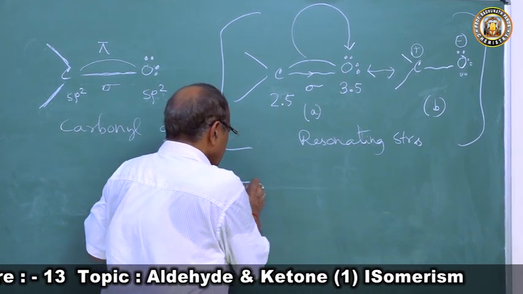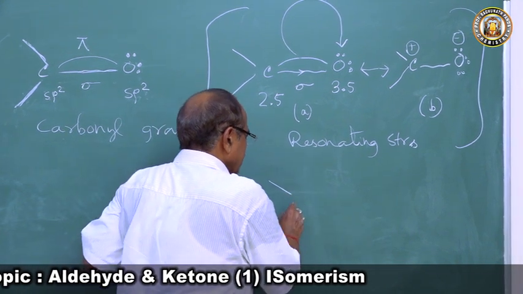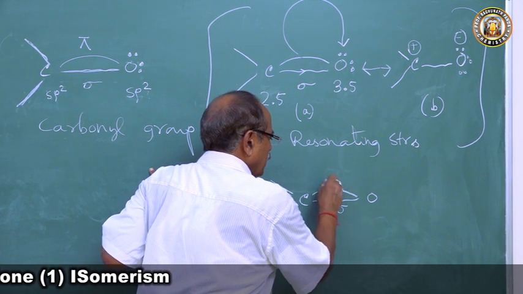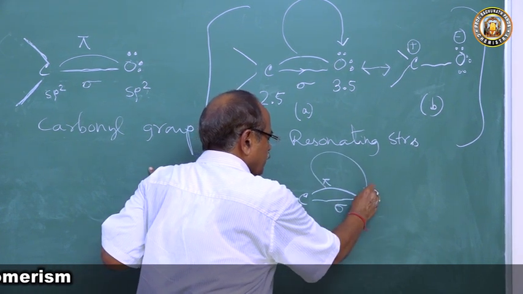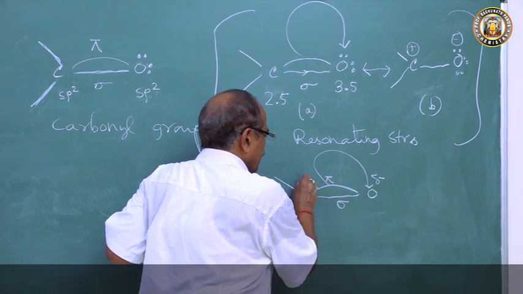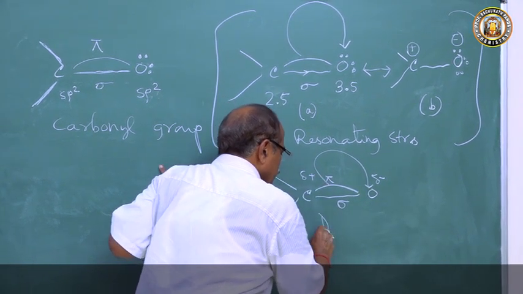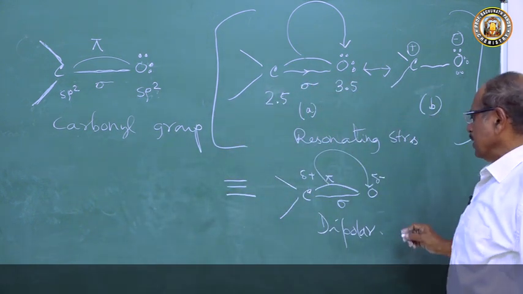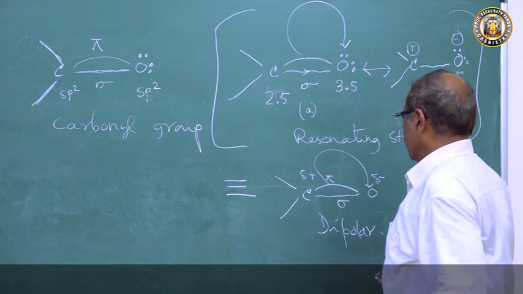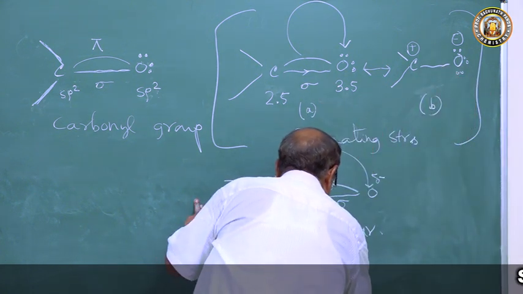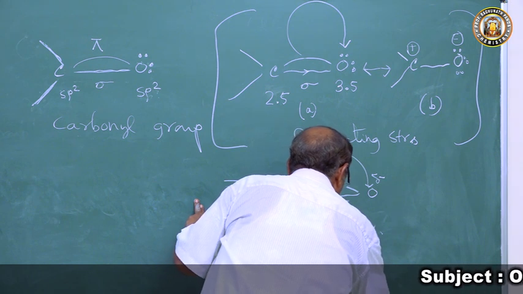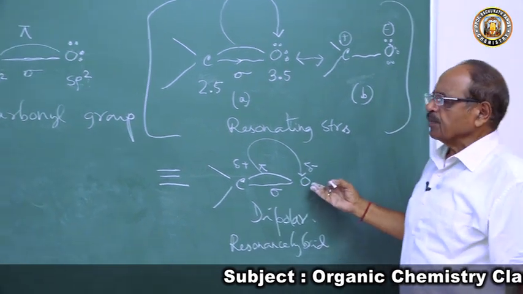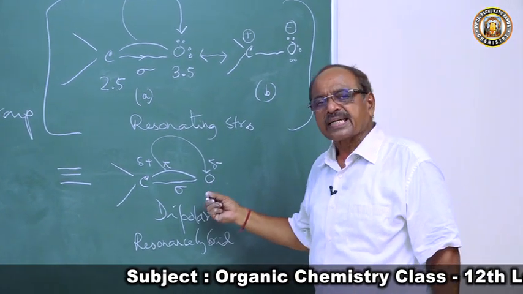We can write the resonance hybrid of the carbonyl group like this: carbon atom and oxygen atom joined by a sigma and a pi bond, and a drift of electrons takes place towards oxygen. Oxygen gets a delta negative charge and carbon a delta positive charge, so this is dipolar. So the carbonyl group is dipolar. This is the resonance hybrid of the carbonyl group. So the carbonyl group exists in a dipolar state.